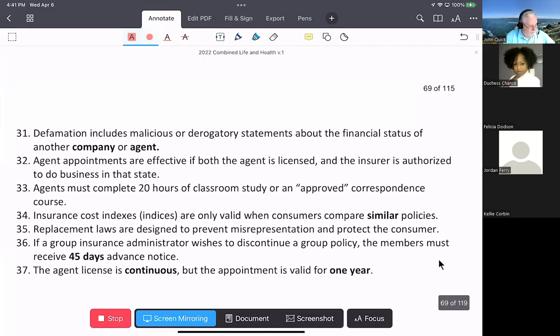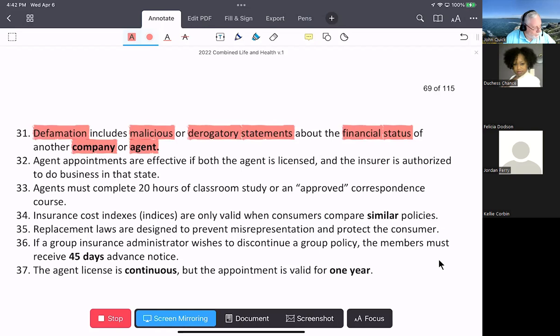All right, defamation. Defamation includes malicious or derogatory statements about the financial status of another company or an agent. Don't buy from them, they stink. That would be defamation.